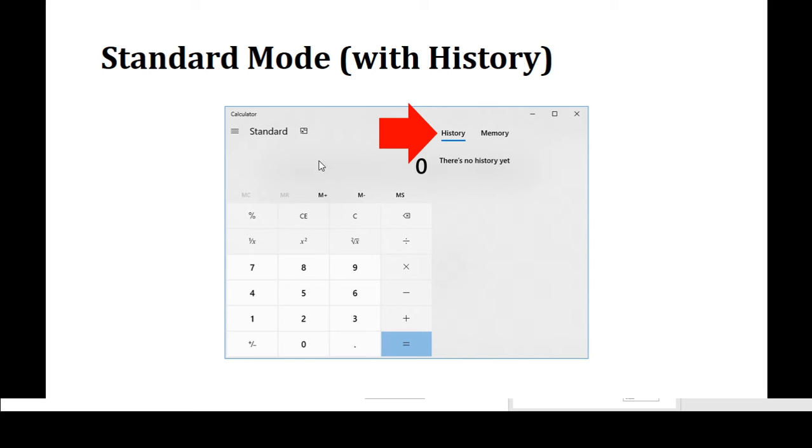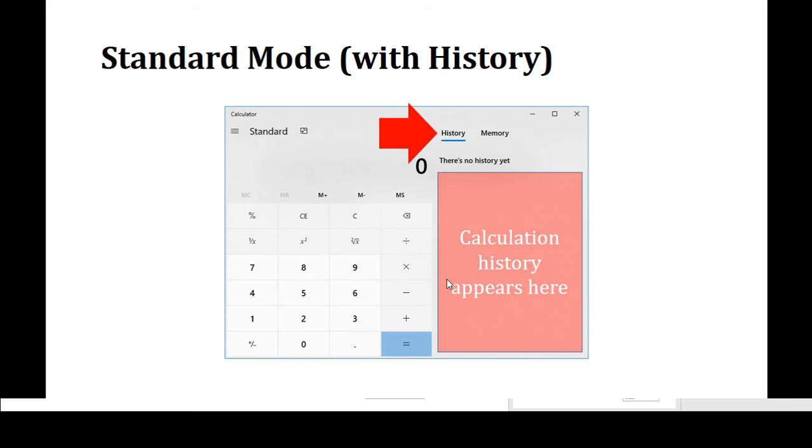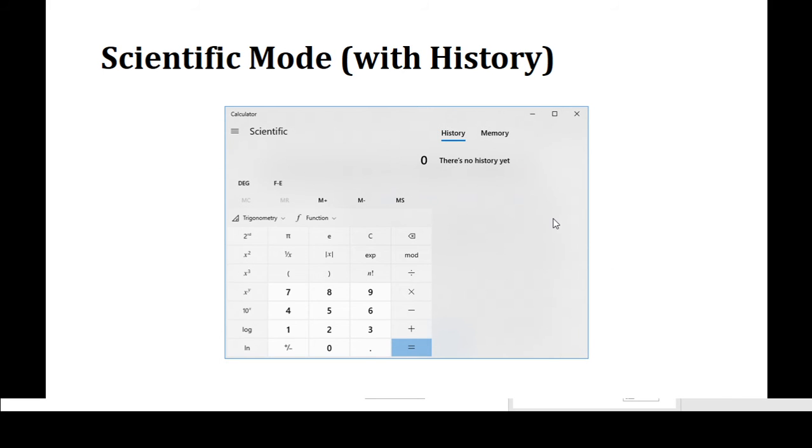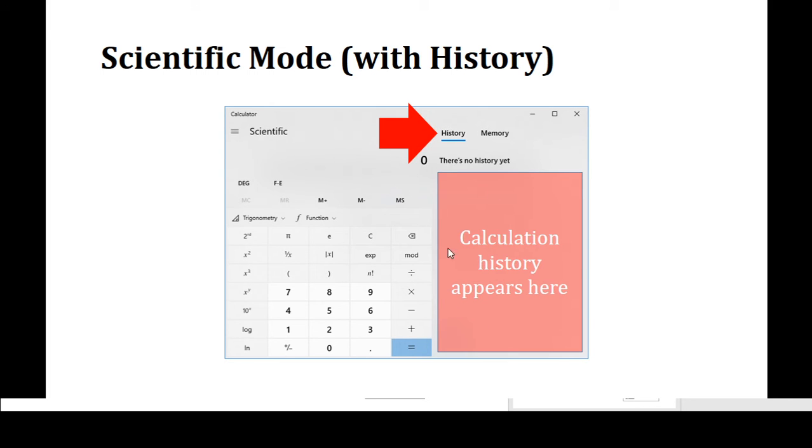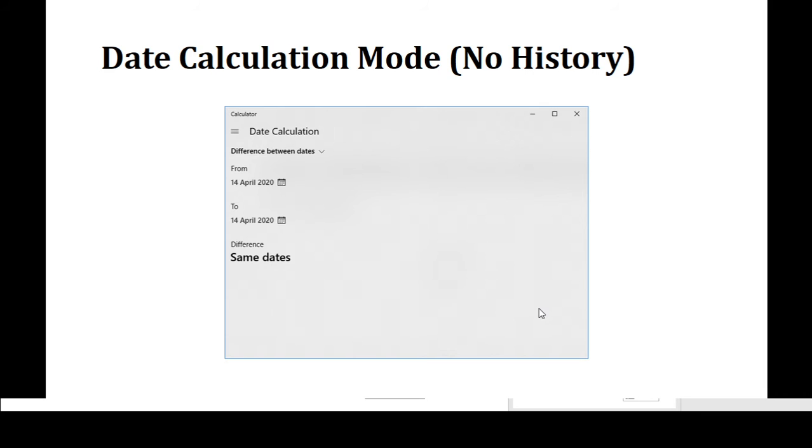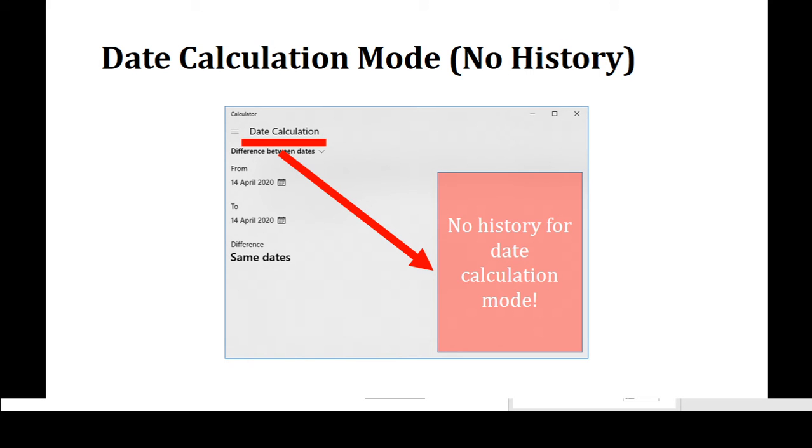So just click on history and the history of your calculation appears here. Now the scientific calculator in the Microsoft calculator also has the same calculation history. All right, so the calculation history again appears on the right side. The last mode, the date calculation mode of the Microsoft calculator, does not come with a history section. So you cannot see the history of your date calculation. Okay, but that's not a very big disadvantage.